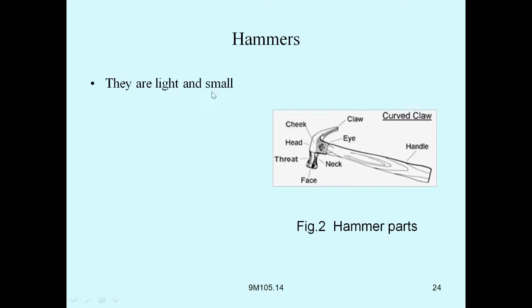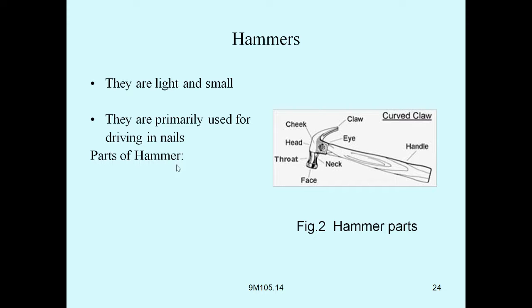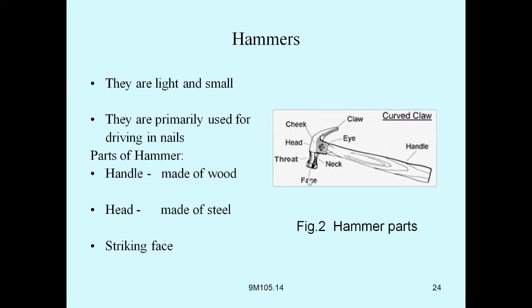Hammers are light and small. These hammers are light in weight and smaller in size. They are primarily used for driving nails. So what is the purpose of hammers? They are primarily used for driving the nails into the workpiece. The parts of hammers are: handle, which is made of wood; next, head, which is made of steel; next is face, the striking face.